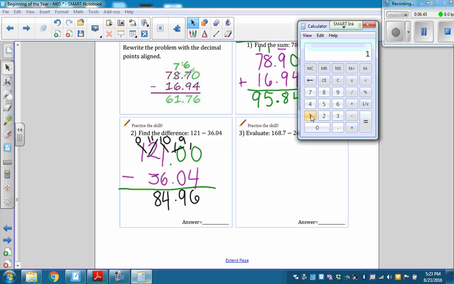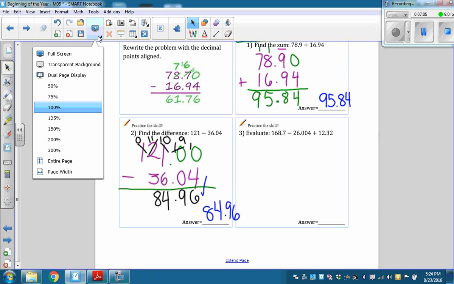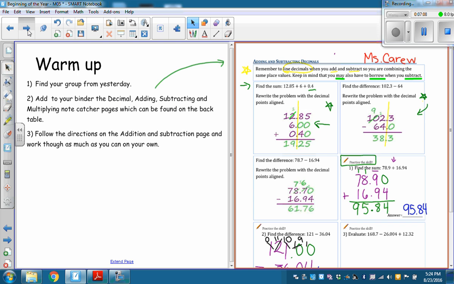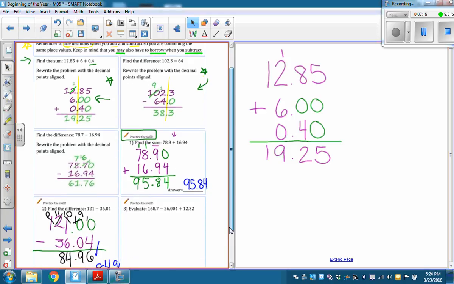So the original problem, 121 take away 36.04 equals 84.96. It checks. And so I'm going to put my calculator away. Also last year, you should have learned how to check your work without a calculator. And we'll do a quick review of that also.